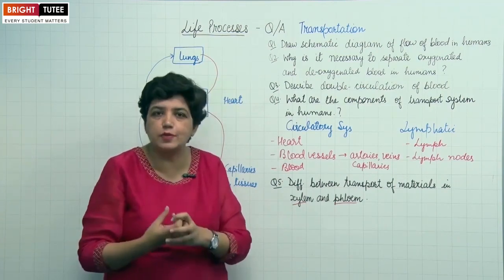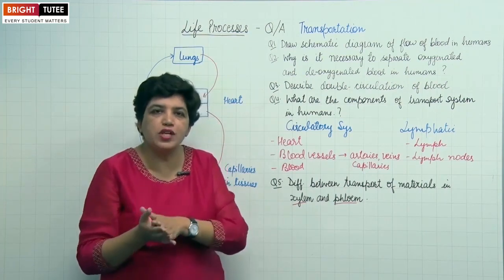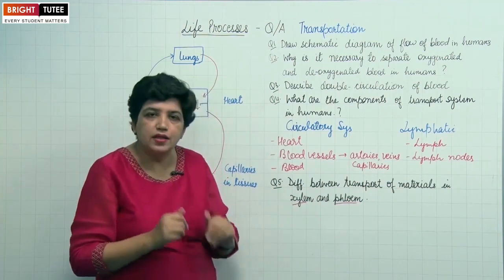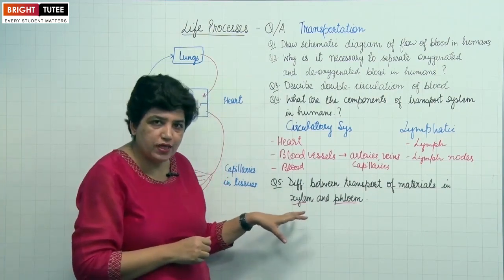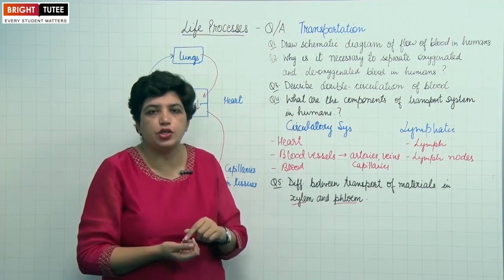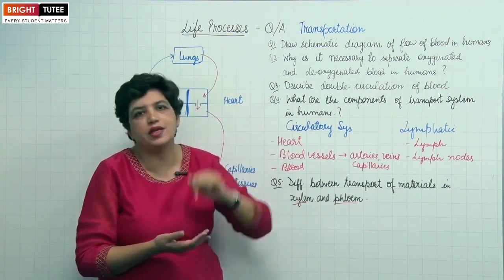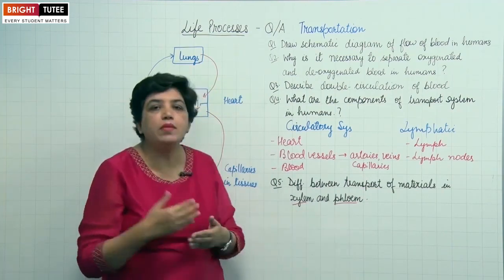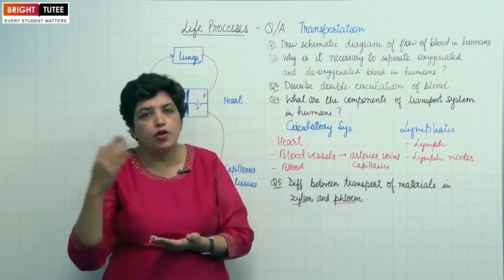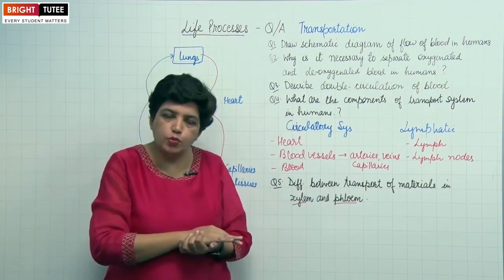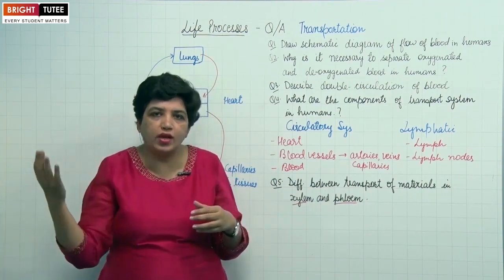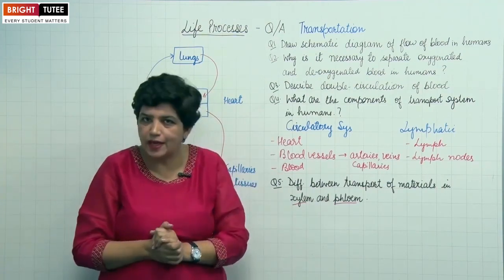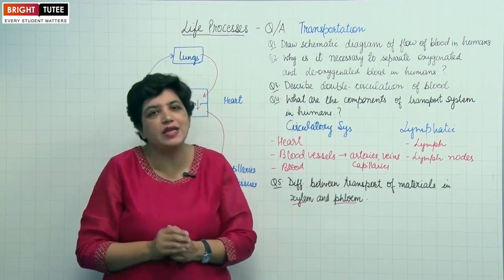Because photosynthesis takes place in the leaves, whatever food is prepared is transported to the growing parts or to the storage organs. The third difference is, in case of xylem, the movement is unidirectional, right? From the roots, it's upward, that is, only in one direction. But in phloem, the movement is bidirectional. From the leaves, it is moved to the storage parts. Then if there is some growth requirement, the food moves back to the growing parts of the plant. So these are the differences between xylem and phloem.